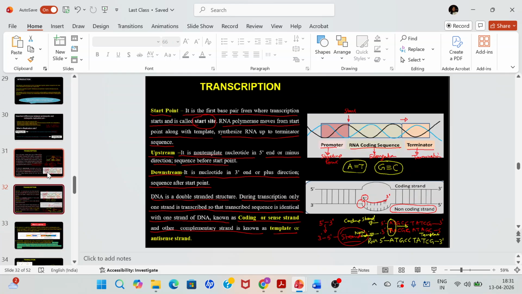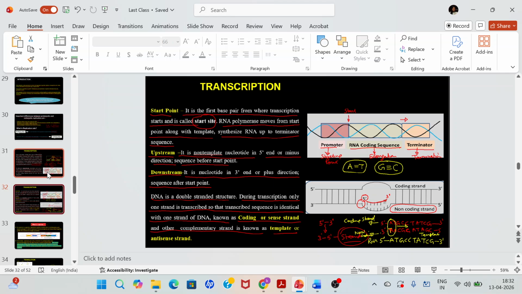Okay. Transcription continues. The first base pair from where transcription starts is called the start site, and it is generally methionine, AUG. AUG is mostly the start site in the case of DNA. It is a non-template nucleotide at the 5 prime end or minus direction. The sequence before the start point is called the upstream. Below the start point, it is called the downstream.